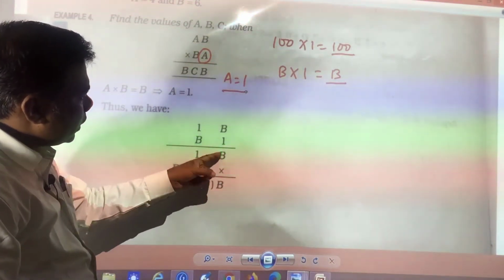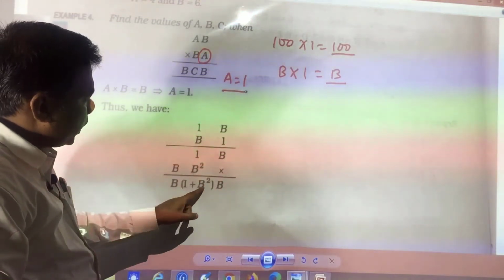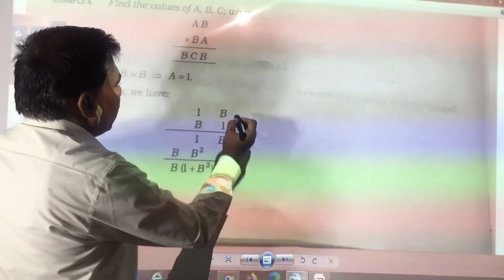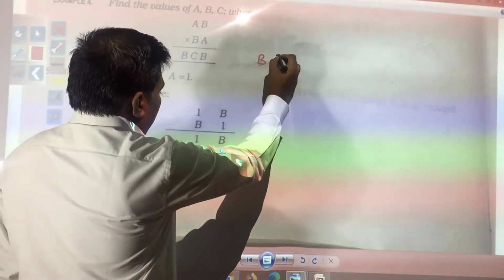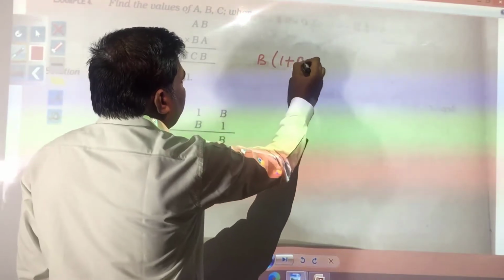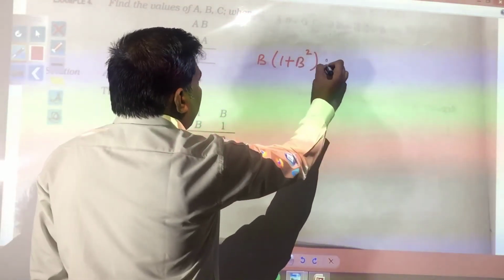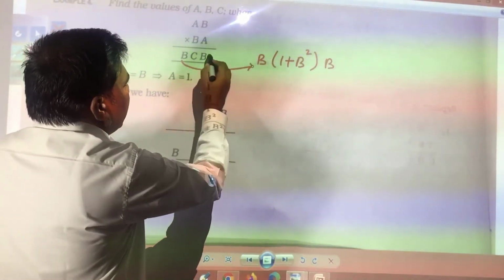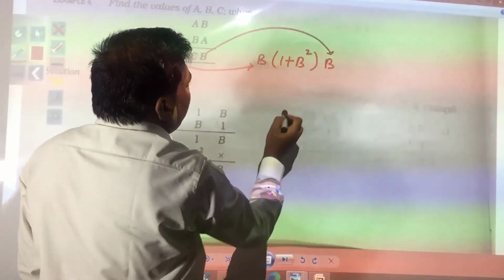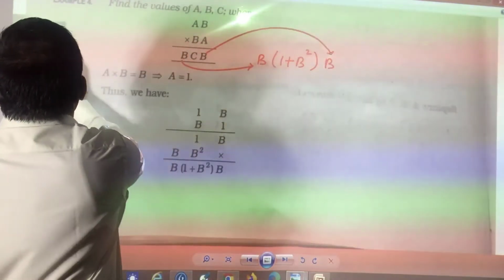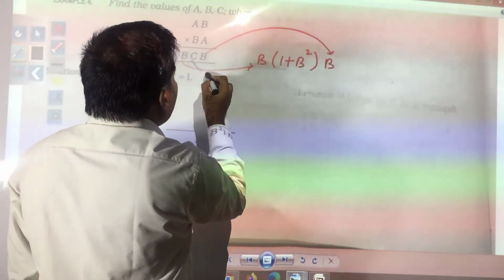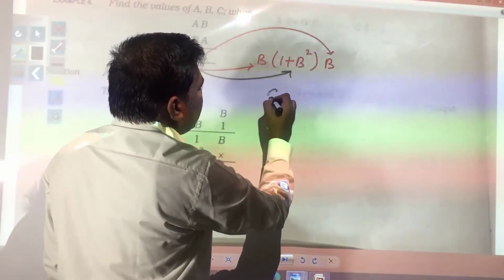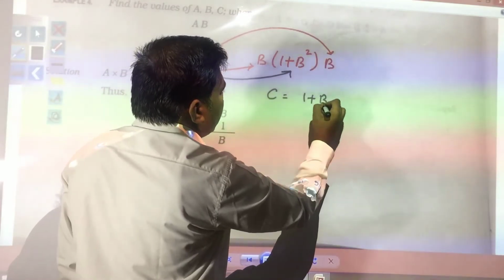Now you need to add this B, 1 plus B square and B. Here you see what you have got: B, 1 plus B square and B. Now you see in place of B you have B, in place of this B again B, but in place of C what do you have? In place of C you have 1 plus B square. It means C is equal to 1 plus B square.